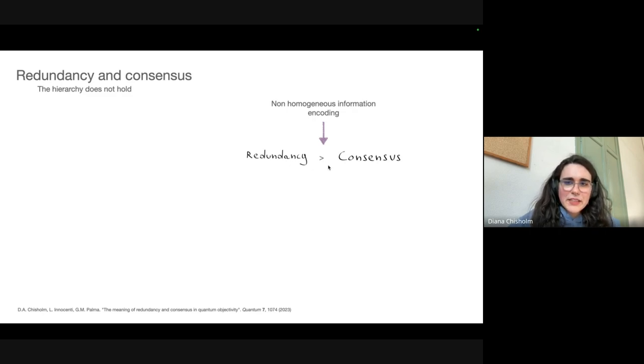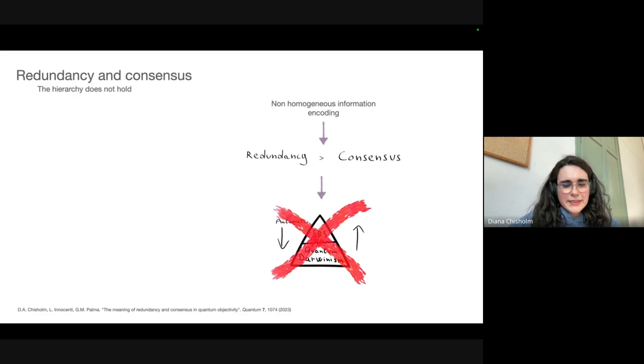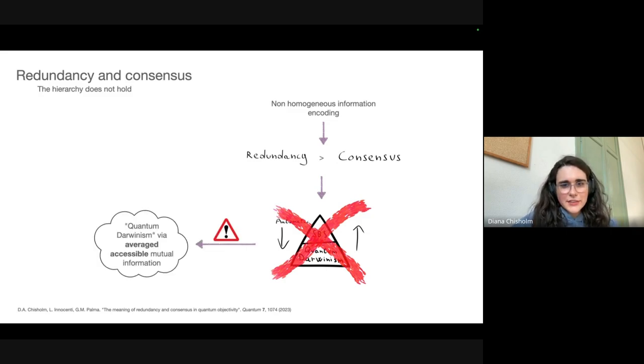But then if redundancy is higher than consensus, usually, given that there's a connection between redundancy and consensus and SBS and quantum Darwinism, this means that the hierarchy I was talking about before doesn't actually hold. Now, of course, this is all under a very big assumption, which I highlighted before and highlight again because it's crucial: in this specific case, whatever I call quantum Darwinism, I mean quantum Darwinism as measured via the averaged accessible information.